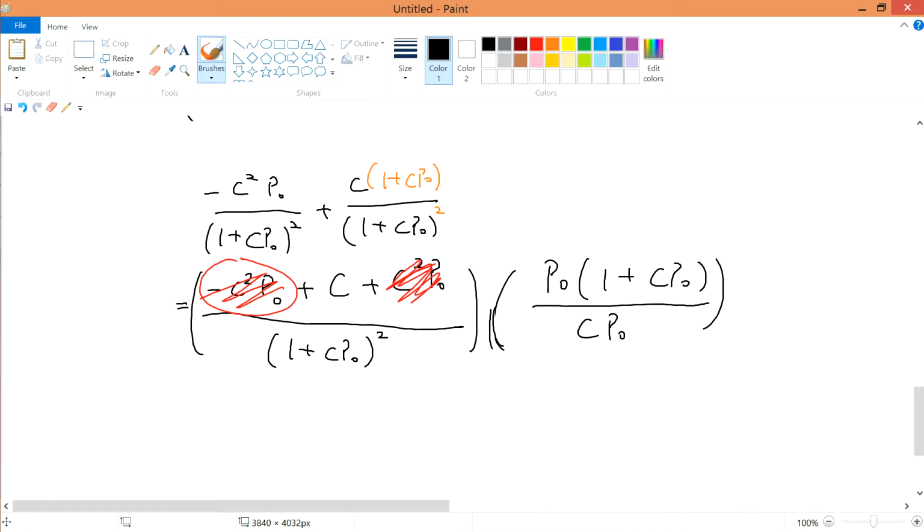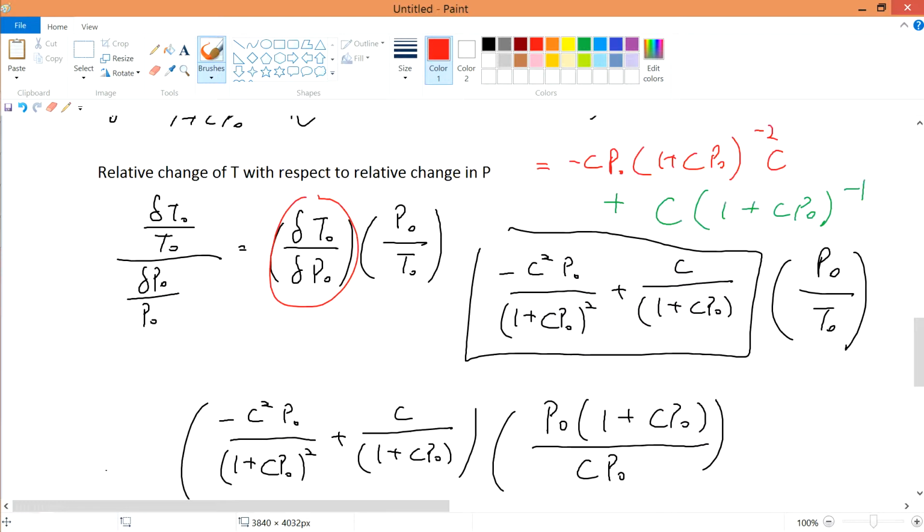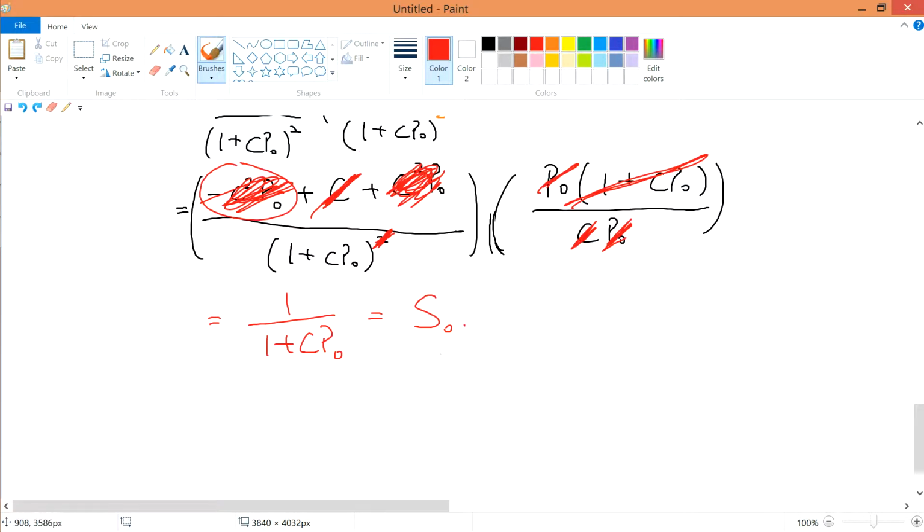Wouldn't it be more clearer that P naught and this P naught can be cancelled, and this C and this C can be cancelled now, because this stuff has already been cancelling each other. And then 1 plus Cp naught cancel with this one. What do we have? 1 over 1 plus Cp naught. Ta-da! And it's equals to S naught. And therefore this means that when P naught is changing, that changes T naught, it will actually instill an increase of S naught. Alright, so if T naught increase, S naught increase.